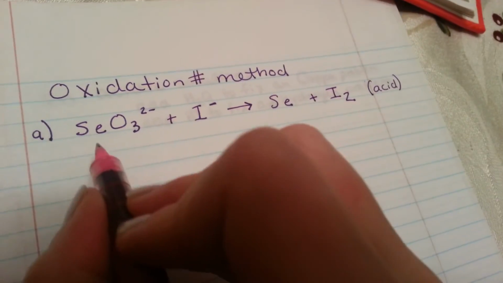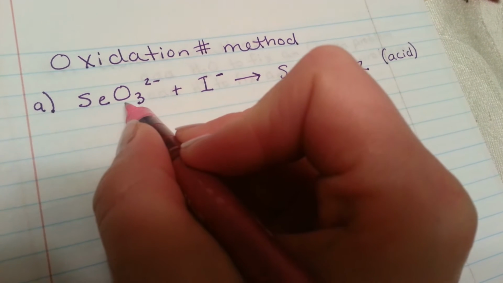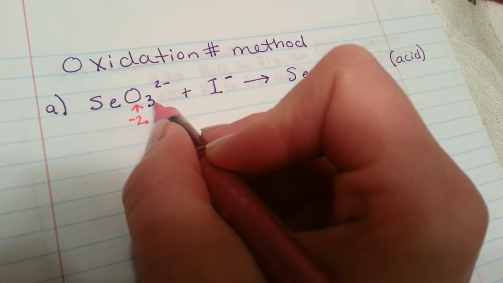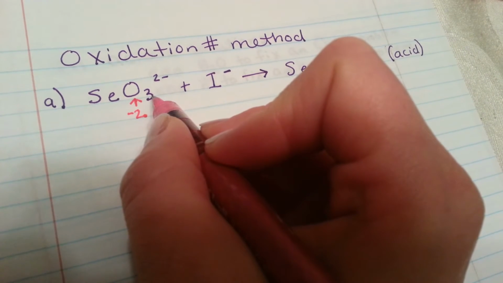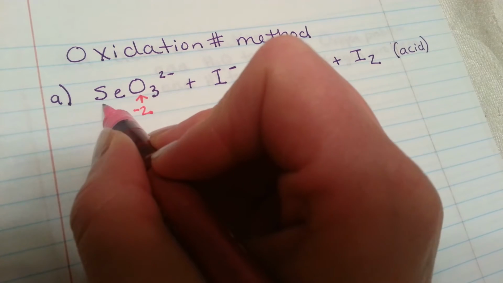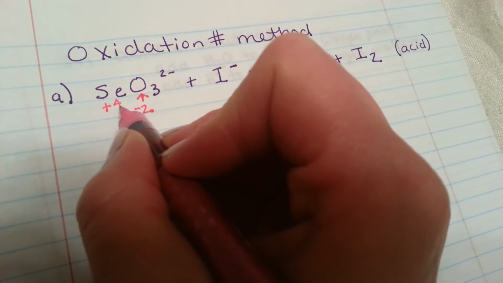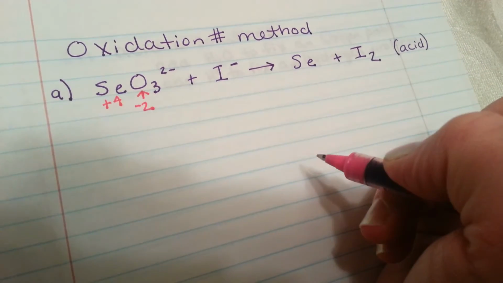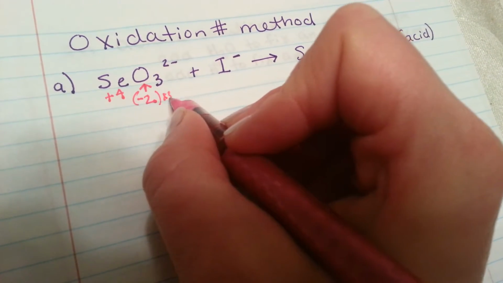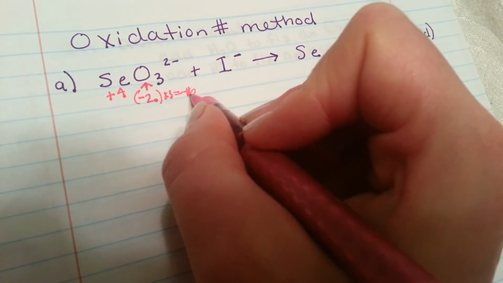So, we start. We know our oxygen. Each oxygen is a -2. -2 times 3 is -6. If I need to have a -2 overall, that means the selenium has to be a +4, so that I have a -2 overall charge. This is really times 3, -6.